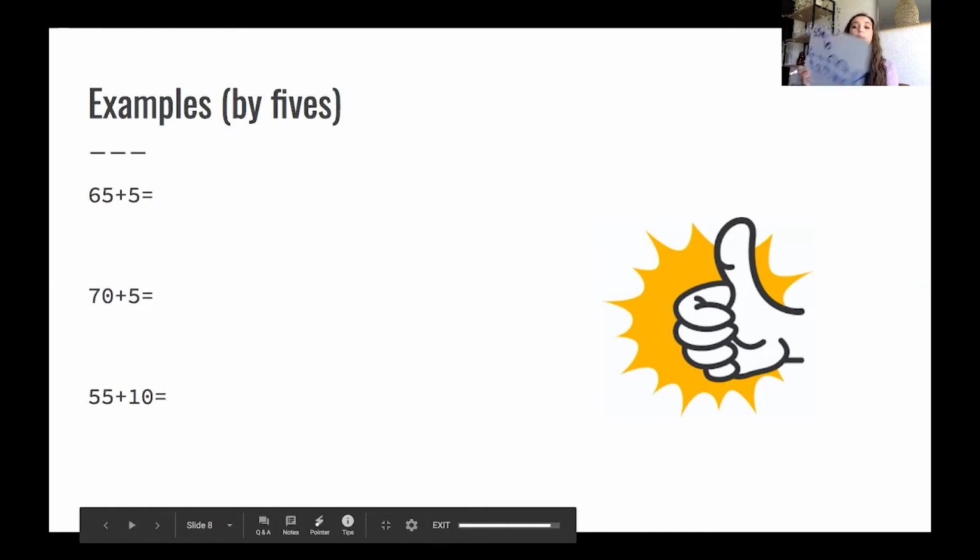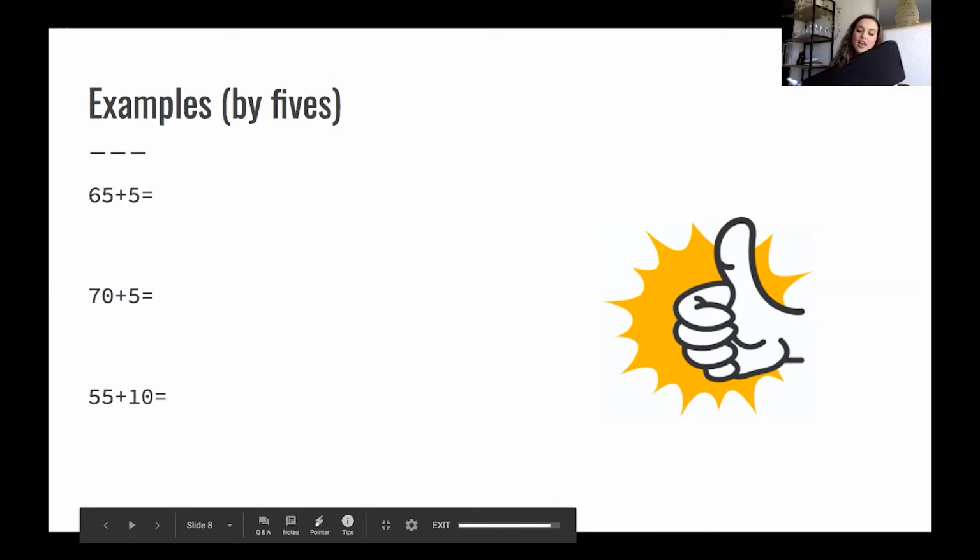So hopefully you guys see that and see why. But when we have 5 plus 5, that equals 10, right? So we know we need to move our little number line jumper over 2 to find our answer.